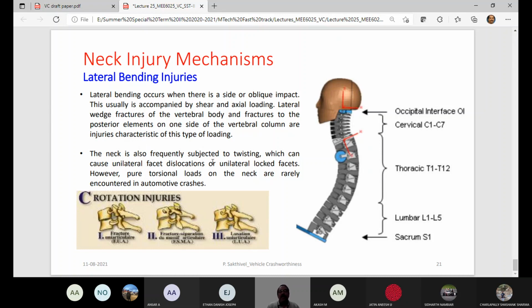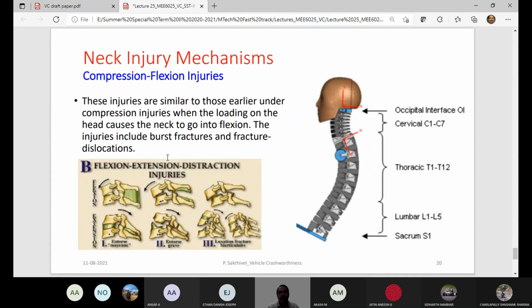The neck is also frequently subjected to twisting, but the chances are very rare. But you can imagine it: say your kids are calling you from the rear seat and you are taking a turn, you get a twist on your neck. That is twisting, which can cause unilateral facet dislocation. The facet is a part in this.